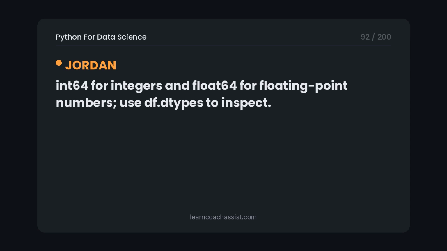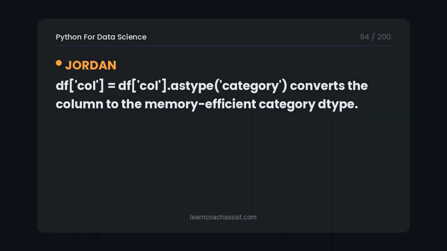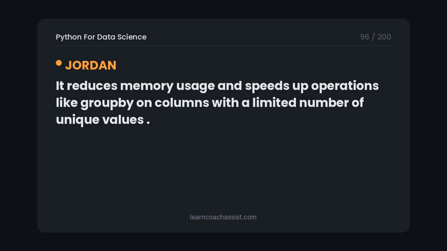Use df.dtypes to inspect. How do you create a categorical column in pandas? df['col'] = df['col'].astype('category') converts the column to the memory-efficient category type. What is the advantage of the categorical data type in pandas? It reduces memory usage and speeds up operations like groupby on columns with a limited number of unique values.